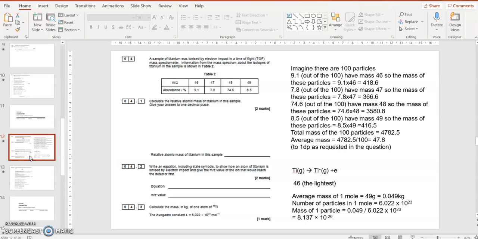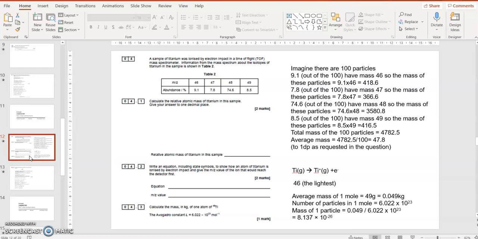Write an equation including the state symbols to show how an atom of titanium is ionized by high energy electron impact. Electron impact is where you bombard the sample with high energy electrons, and you just knock off an electron from the atoms in a gaseous sample. So I've got titanium atoms gaseous, bombarded with high energy electrons. It's going to remove an electron from each of the particles to make Ti plus gaseous, and there's the electron.